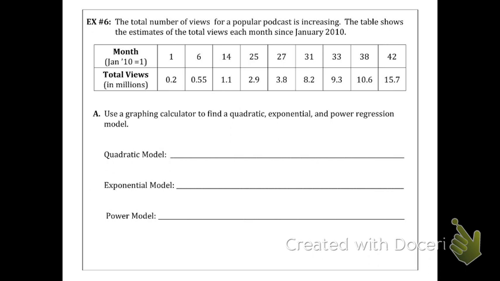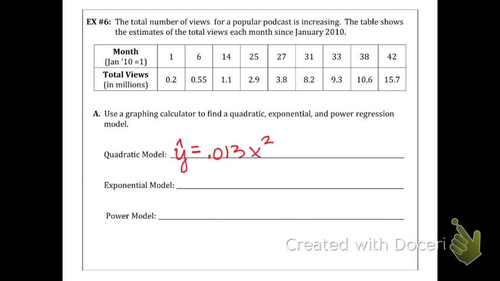So we're going to put this data into our stat edit. So if you want to clear your calculator, do so. Also, if you clear it, go turn your diagnostics on. All right, so put my months in L1, my total views in L2, and then I'm going to go run quadratic regression.